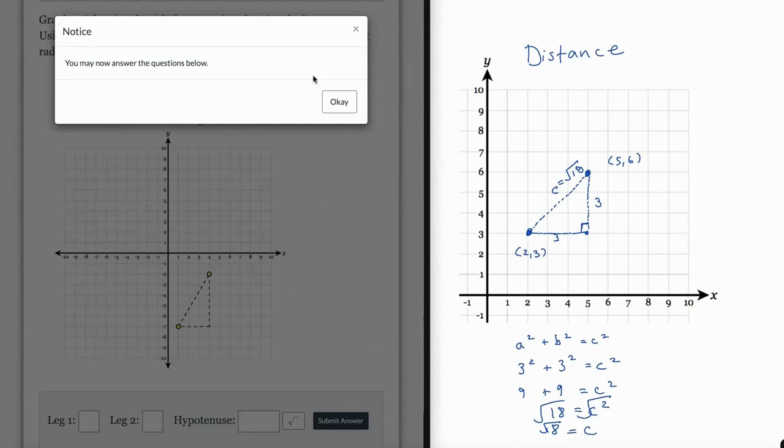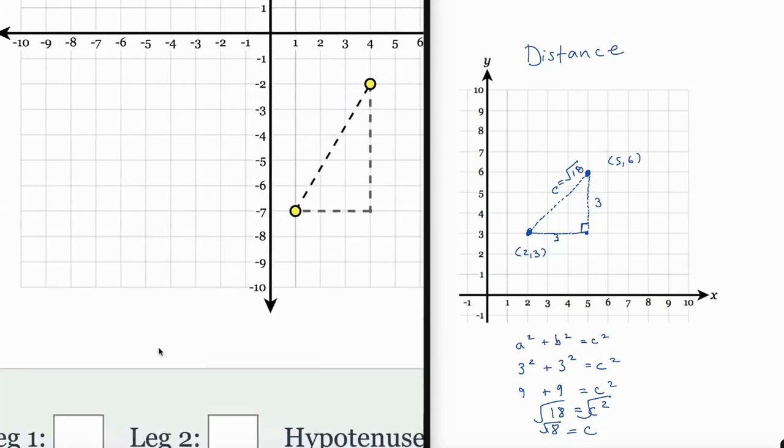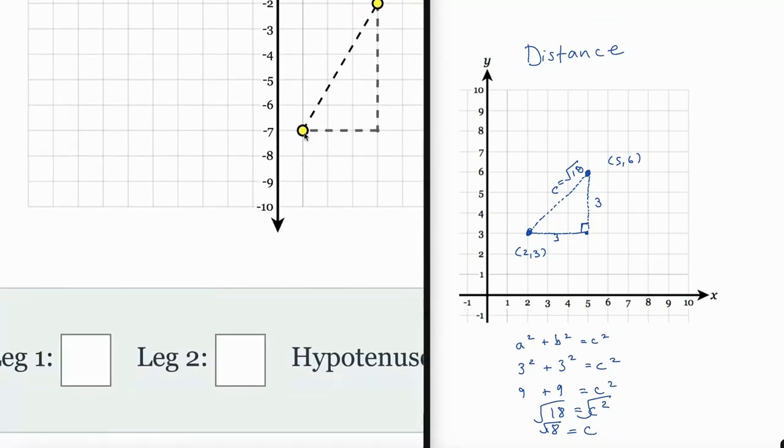Now that I have, I'm supposed to name the legs and then name the hypotenuse. So it doesn't matter in which order we put the legs. This leg on the bottom is 1, 2, 3 units.